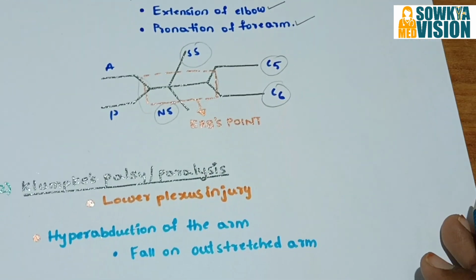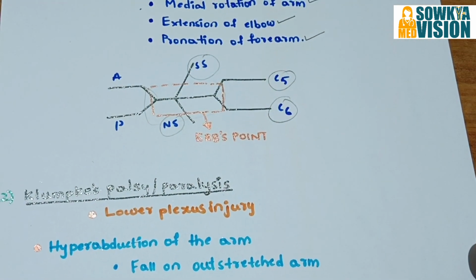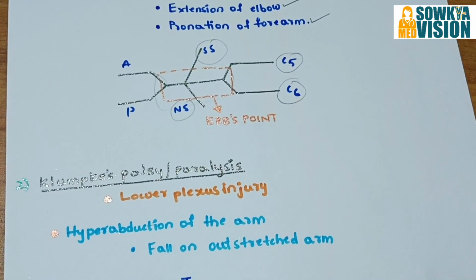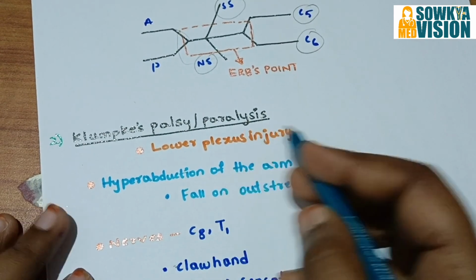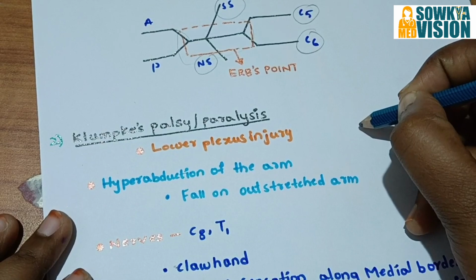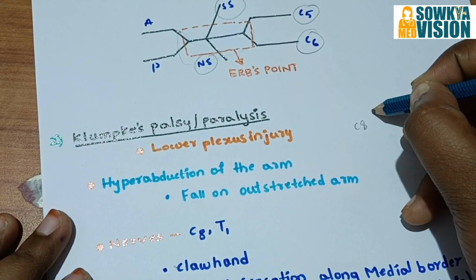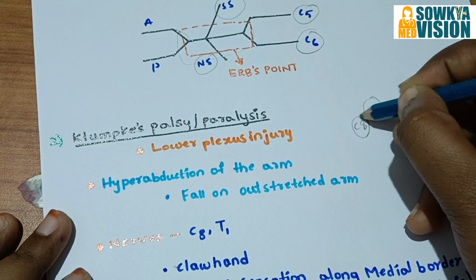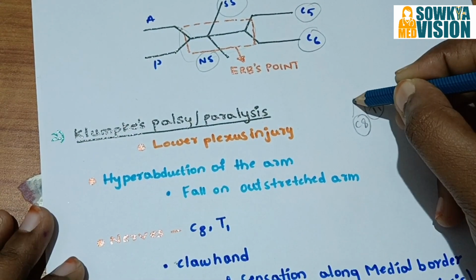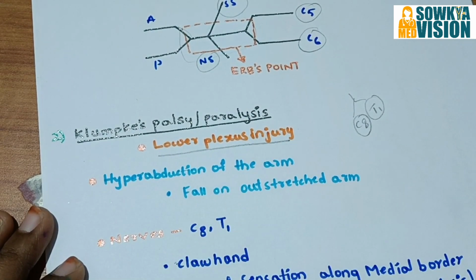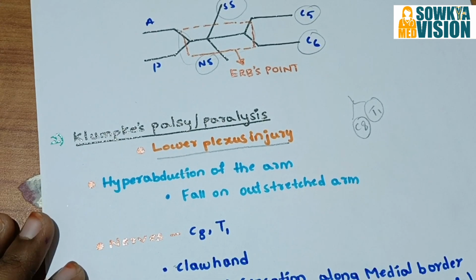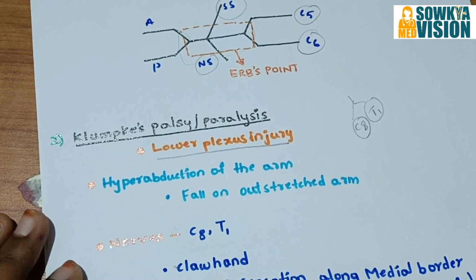And now Klumpke's palsy, or Klumpke's paralysis. It occurs due to damage of C8 and T1. So C8 and T1 together form what? The lower trunk, right? So it is known as a lower plexus injury. Injury at the lower trunk causes Klumpke's palsy.